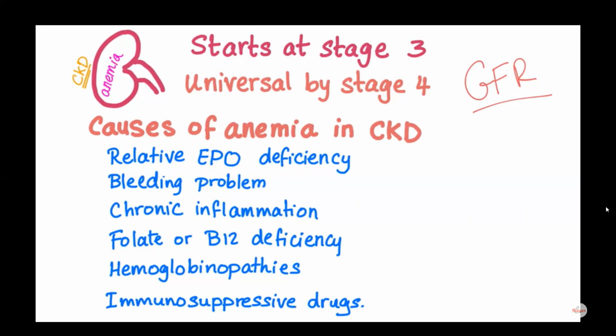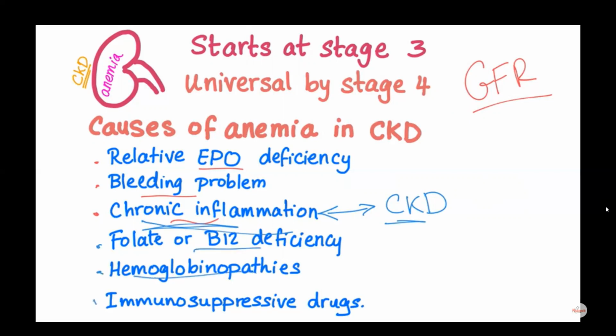What are the causes of anemia in general in cases of chronic kidney disease? A lot of them: relative EPO deficiency, bleeding problems, chronic inflammation, and the link between anemia of chronic inflammation and chronic kidney disease is discussed in my video on anemia of chronic disease. Anemia of chronic inflammation is the same thing as anemia of chronic disease. We also have folate or B12 deficiency, hemoglobinopathies, and immunosuppressive drugs.